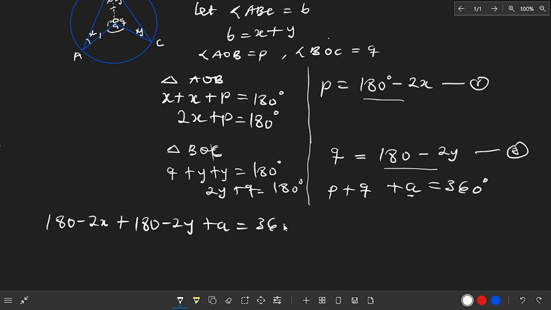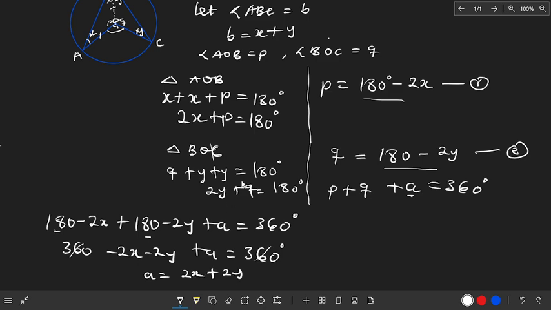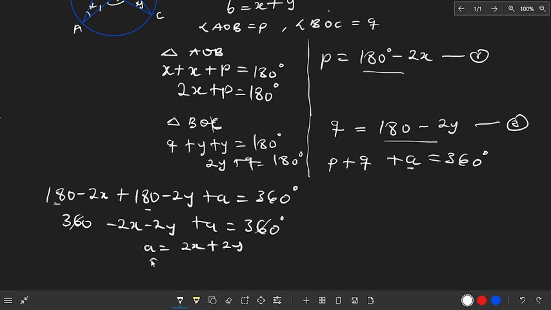to 360 degrees. Then when we add these, we have 360 degrees minus 2X minus 2Y plus A equal to 360 degrees. Now the 360 will go out, and we have A being equal to 2X plus 2Y. So A will be equal to 2 times X plus Y.